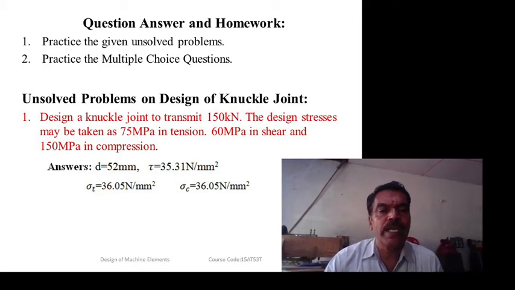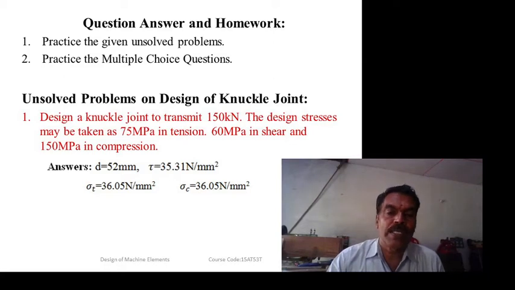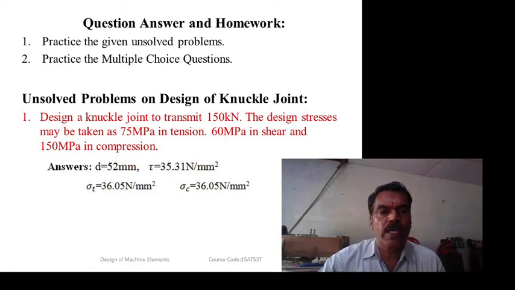Design stresses may be taken as tension. Tension means tensile, so tensile stress, that is sigma t, is equal to 75 megapascal, which is equal to 75 Newton per mm square. And 60 megapascal in shear, that is the tau value. Tau is equal to 60 Newton per mm square, and crushing stress, that is sigma c, is equal to 150 megapascal.